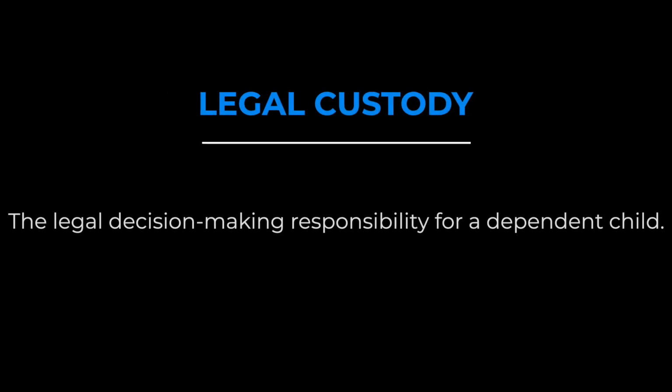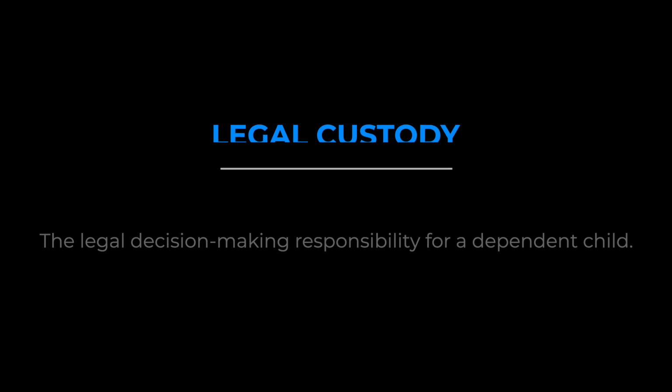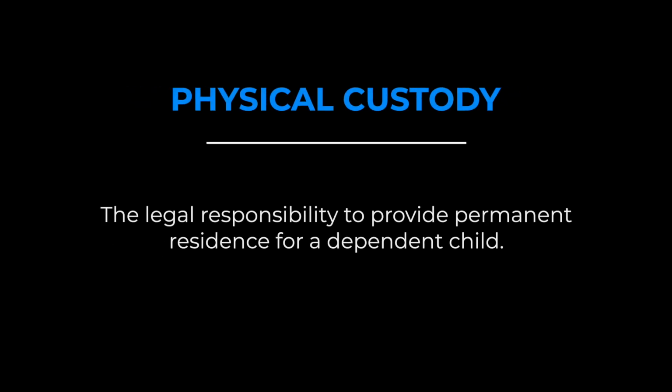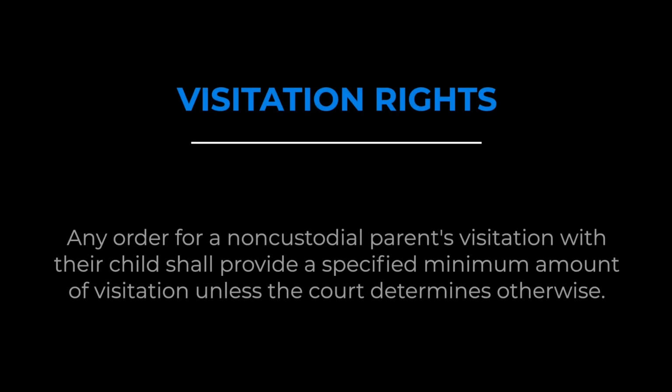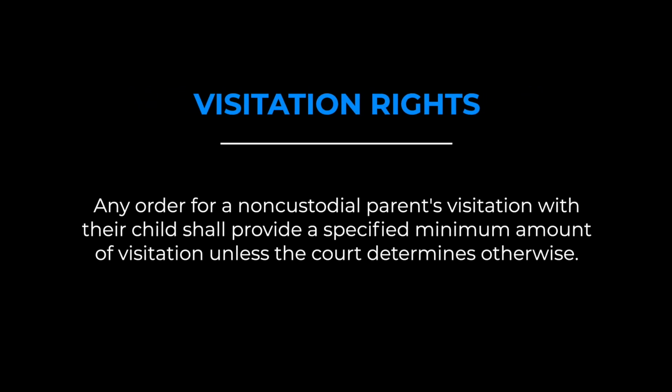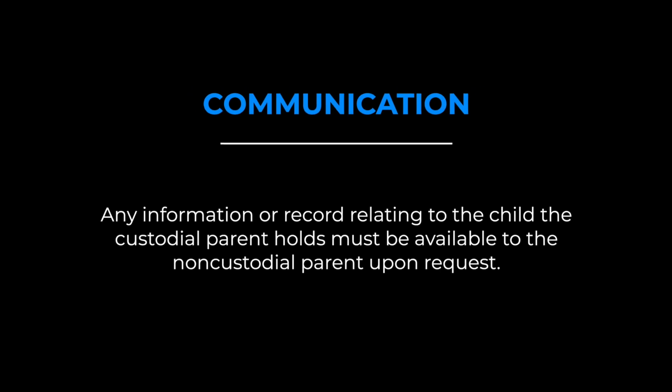First, let's review what terms must be included in an Oklahoma custody agreement. Legal custody, the legal decision-making responsibility for a dependent child. Physical custody, the legal responsibility to provide permanent residence for a dependent child. Visitation rights, any order for a non-custodial parent's visitation with their child shall provide a specified minimum amount of visitation unless the court determines otherwise. Communication, any information or record relating to the child the custodial parent holds must be available to the non-custodial parent upon request.